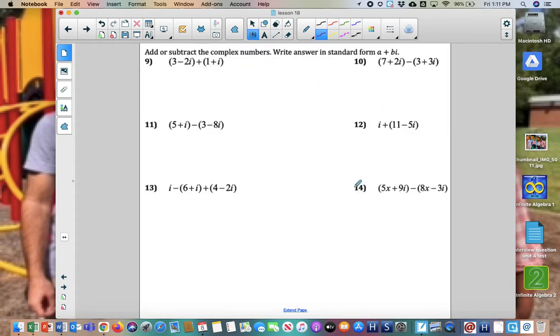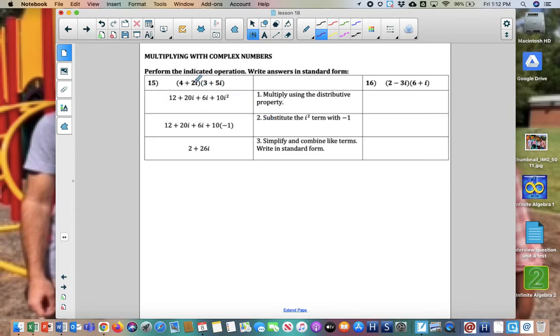Again, we have a whole set of practice for you to try. Go ahead and try some of these, check them with the key, make sure you're getting them right. Just make sure you write in that a plus bi format, and otherwise it's the same as if we had a variable. Okay, so then the last part here with complex numbers is to learn how to multiply them. So really, we're going to multiply with the distributive property just like we would have if it was any other term. So let's start with that.